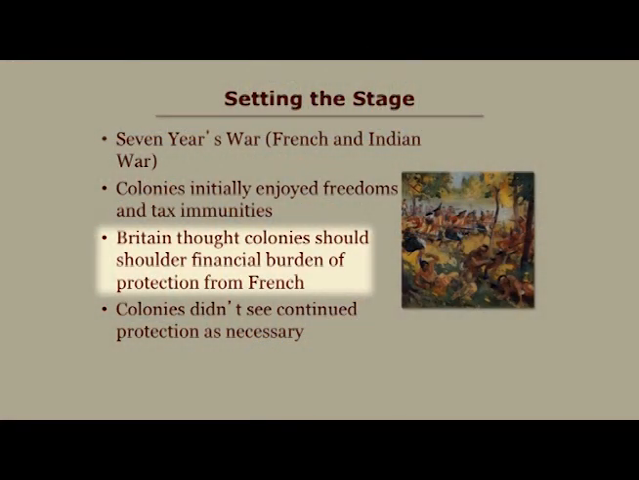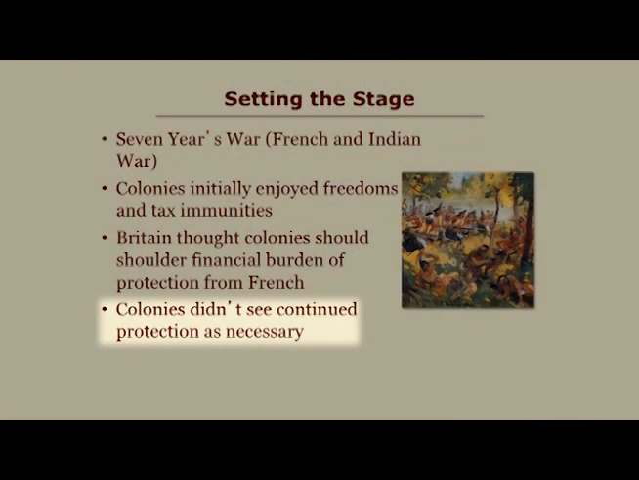But after the war, Britain thought that these colonies should shoulder the financial burden of protection from the French, who still remained close by in some threatening ways in Louisiana. Therefore, the British government started to impose new taxes, and the Americans felt like they were being taken advantage of. The colonies didn't see the protection as necessary, and so they were angry at the new taxes and started to rebel.